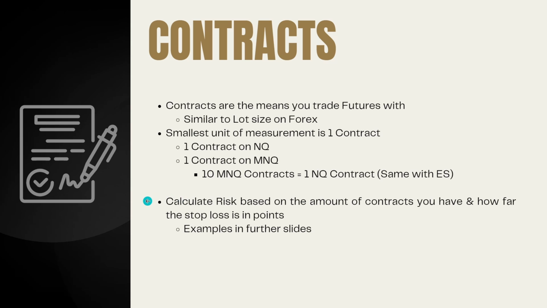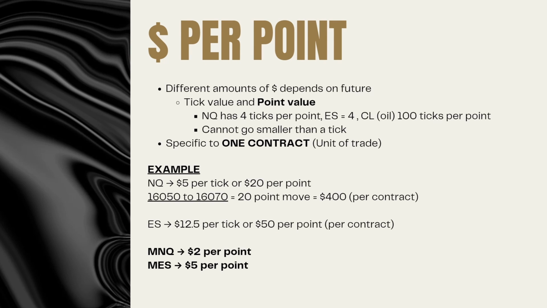Now you calculate your risk based on the amount of contracts you have and how far the stop loss is in points. And I'll show some further examples of how to calculate this so you can manage your risk properly. But contracts is what you use to trade it, and you can't go smaller than 1. Obviously, you can have more than 1. You can have 5 or 10, anything like that. So the way you calculate risk is by using the dollar per point value.